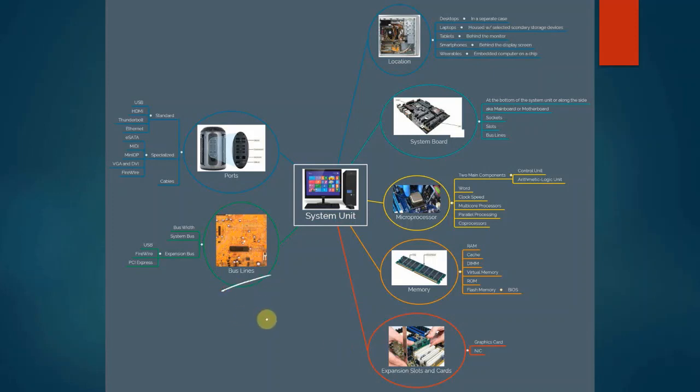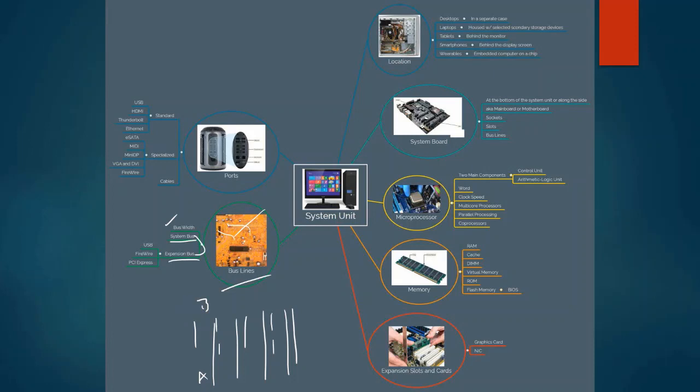Next, we have what are known as bus lines. Buses are the wires that connect all the devices together. The wider your bus width, it's like a road. If you can add more lanes to it, the more data can pass from one point to another point. There are two types of buses: your system bus and then your expansion bus.